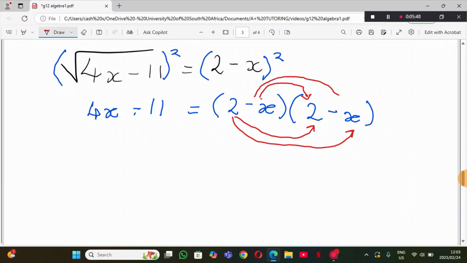Okay, this with that. So our first one was what? 2 times 2, right? So now 2 times 2 would be 4, right? And then 2 times minus, remember the number always takes the side, 2 times minus x, which would be minus 2x, right?